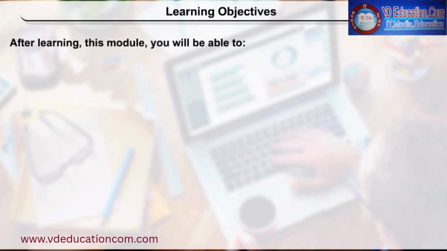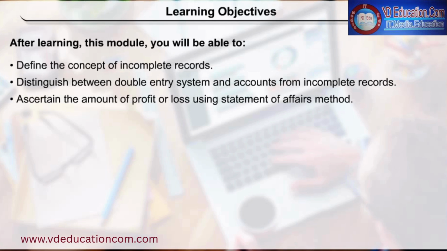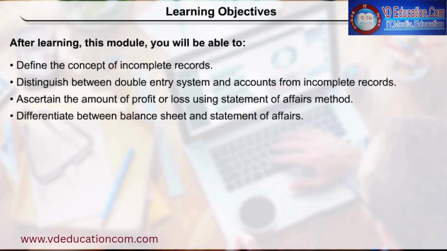Learning objectives. After learning this module, you will be able to define the concept of incomplete records, distinguish between double entry system and accounts from incomplete records, ascertain the amount of profit or loss using statement of affairs method, differentiate between balance sheet and statement of affairs, and prepare statement of affairs using given data.